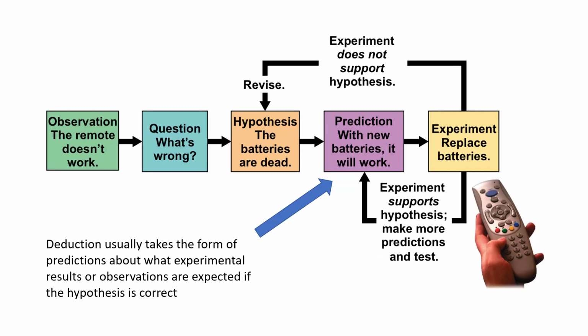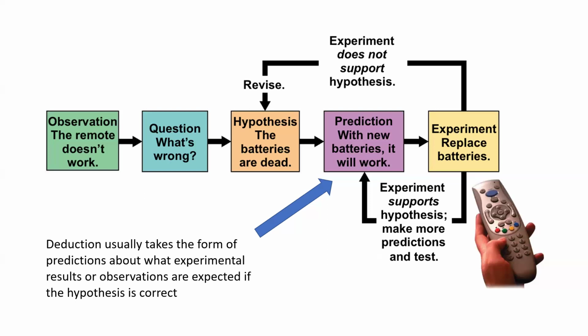Then you make predictions. If I'm right, then this should happen. If I am wrong, then you would expect that to happen. And then you go ahead with doing the experiment, replacing the battery. One of two things is going to happen. You either fix the remote and solve the problem, or after replacing the battery it still does not work, which means your hypothesis was incorrect and you have to go back and revise it. So what else could be wrong besides the battery?